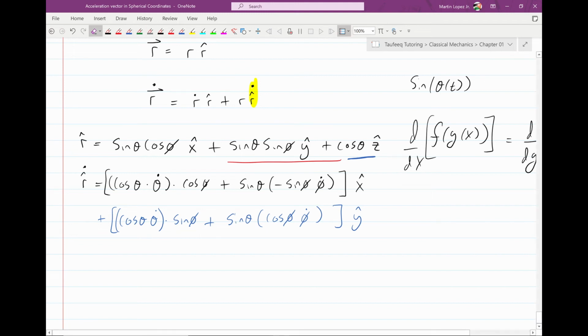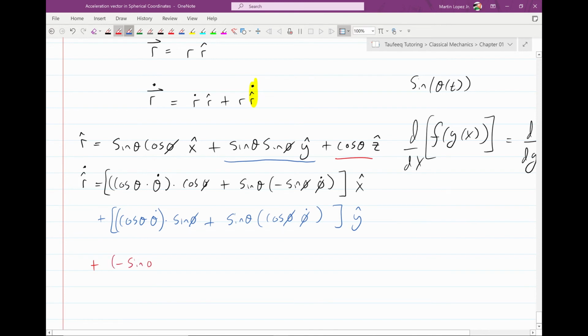I have to be really careful here. It's very easy to make a mistake. Oh, I totally messed up my color scheme. Sorry, you have to forgive me. So this will be blue, and this will be red. Okay. So the red one.